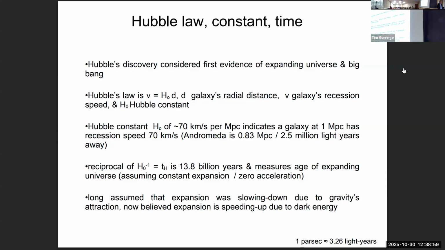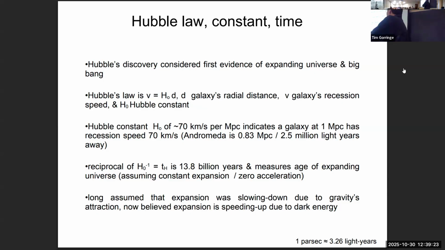So it was a big deal because it was the first evidence for an expanding universe rather than a steady state, stable universe. It was a big hint for there being a Big Bang, which was the start of the universe. So that was a big event.